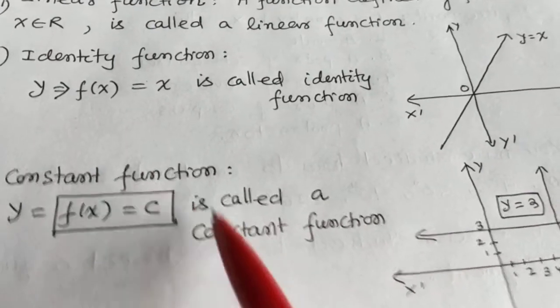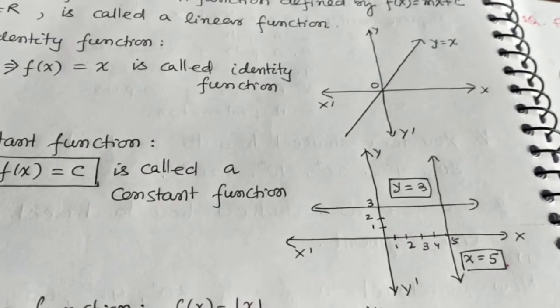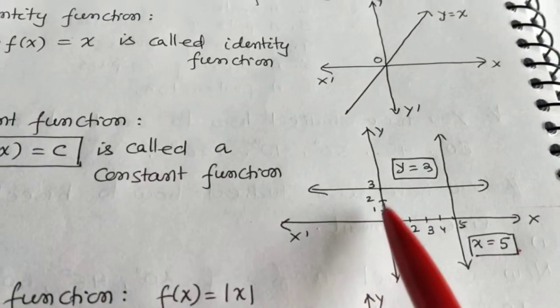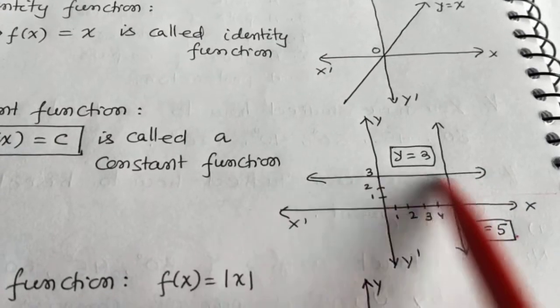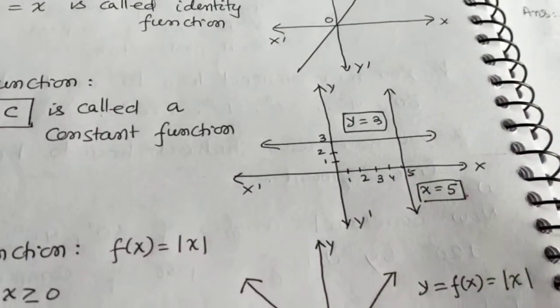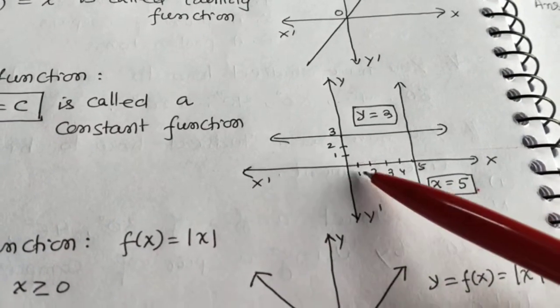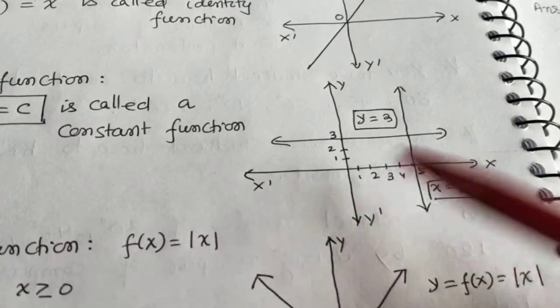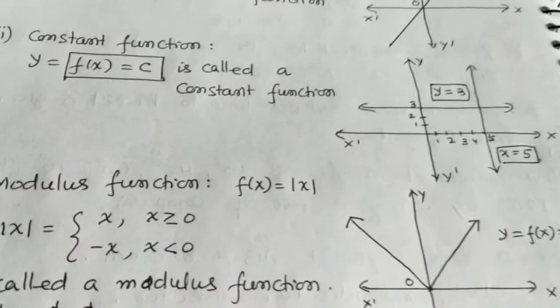Now constant function, f of x equal to c is a constant function. So say for example y equal to 3. How to plot this graph? 1, 2, 3. No matter x takes whatever value, y will be 3 always. So you get a line parallel to x-axis. Same way, if x equal to 5, no matter whatever the value of y, you get a line parallel to y-axis.